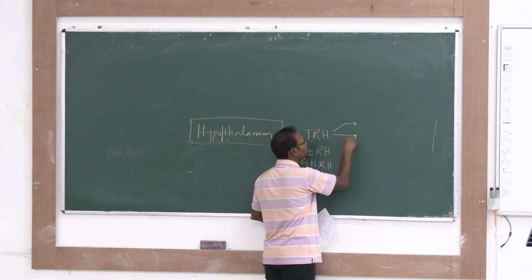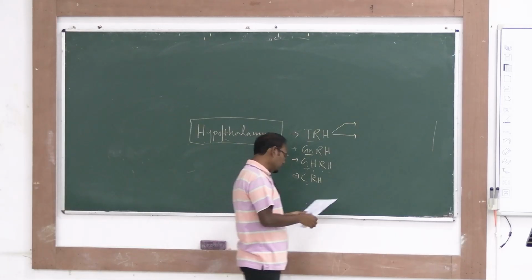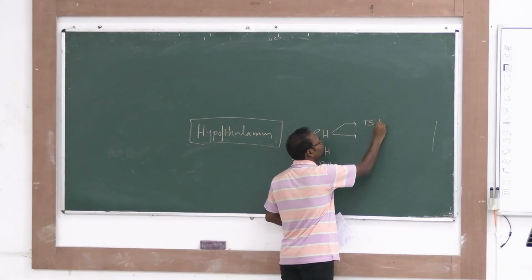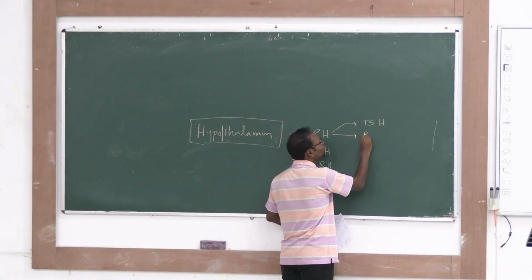Now let's find out what these stimulate. They go into the anterior pituitary and release which hormones? Let's look at the list. TRH, you can understand what it does in the pituitary: TSH. But another very important thing is your prolactin.